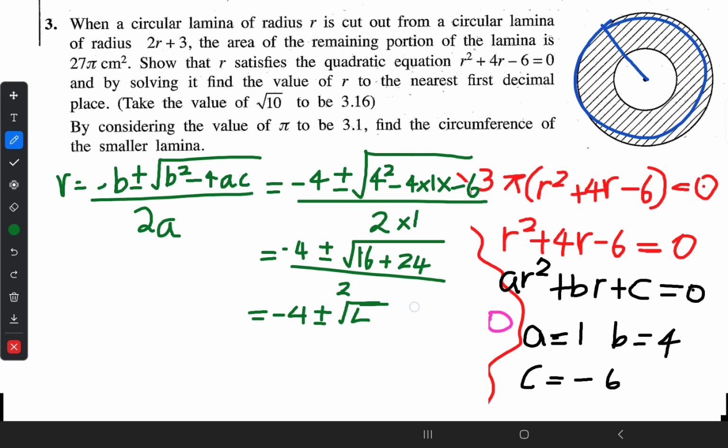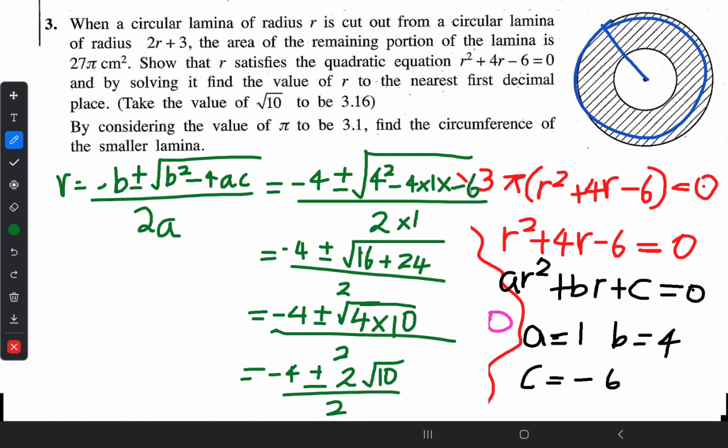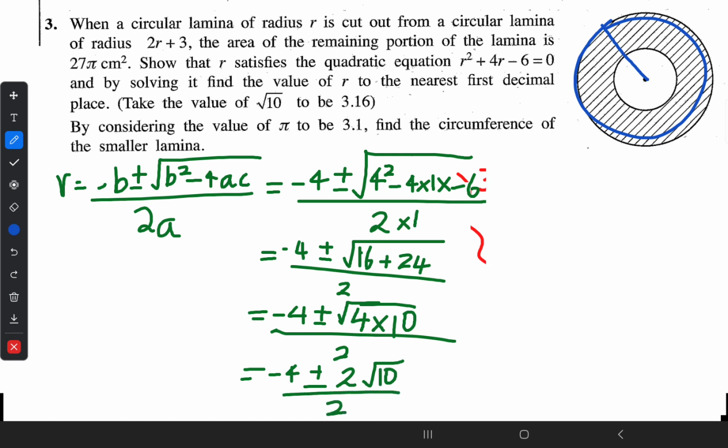40 we can express as 4 multiplied with 10. Here also they gave a hint: you should show the value inside the square root as a multiplication involving 10. So 4 times 10. 4 is a square number, so I'll bring the 4 outside as 2. So that will become 2 square root of 10 divided by 2.